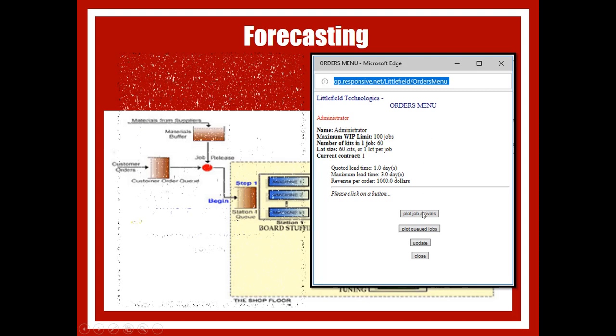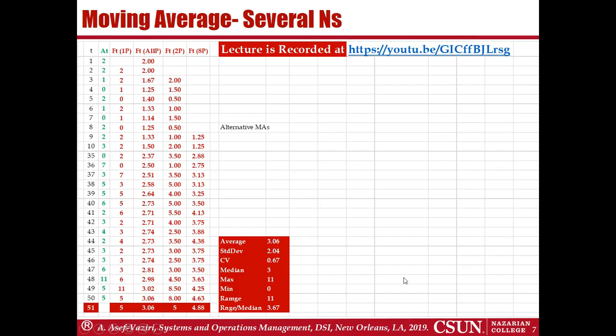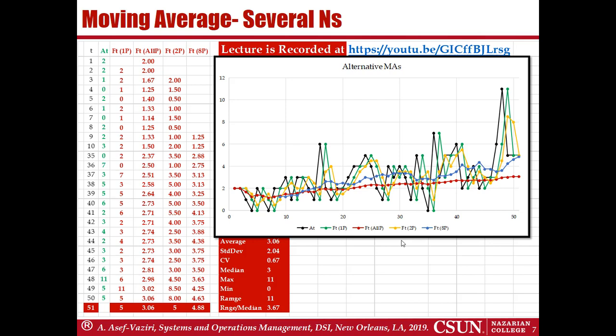I click on job arrivals here. This shows me the plot of job arrivals, how many jobs per day, and then I can click on this and download the data into an Excel sheet, and I can practice different moving average periods. The lecture is also available inside the Excel sheet. Examine 2-period moving average, 10-period moving average, 20-period moving average, 3-period moving average to find out which one is the best fit for this data based on math or based on mean square error.